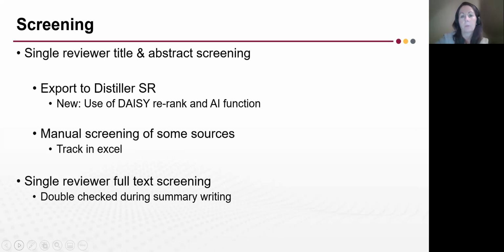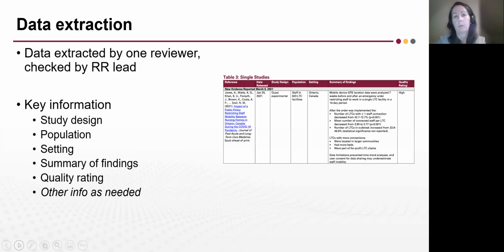Of course, some of the sources, the COVID sources, need to be manually screened, and we track those results in Excel. We also then use a single reviewer for full text screening, but this is double checked by the lead author of the review when we get to that part of the review.